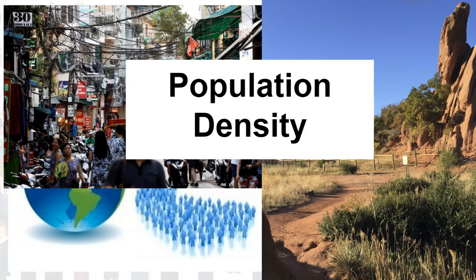Population density, that new term, is a measure of the number of people living in an area. It is expressed as persons per square mile. Let's watch a video from Planet Lacey that explains it a bit more.